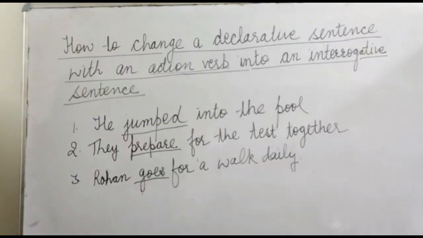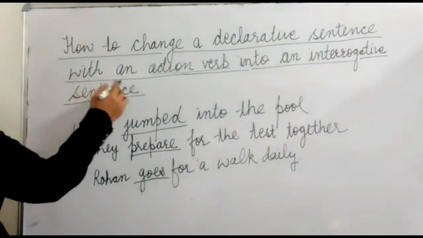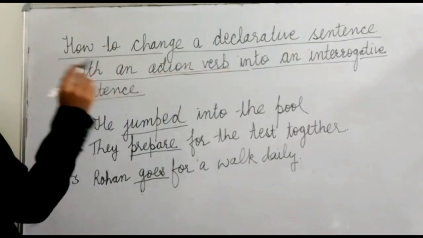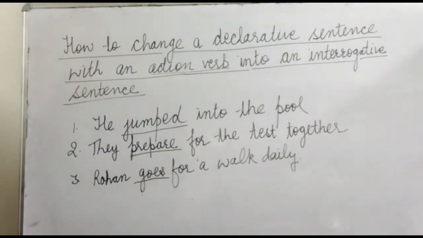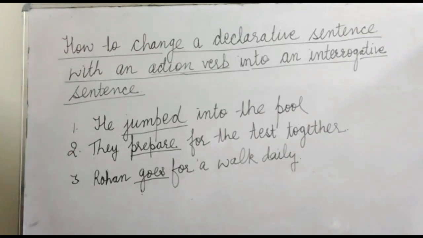Now, let's learn how to change a declarative sentence with an action verb into an interrogative sentence. A declarative sentence is a sentence that is a statement that somebody states. So we can say the simple sentences that we usually speak are the declarative sentences. Now let's come to the first sentence.